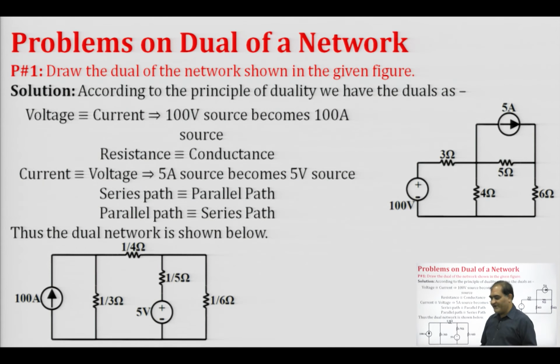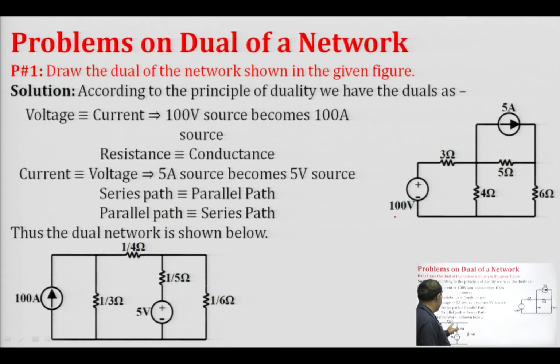So, we can obtain the dual of this network, and what we will do is this voltage source will become a current source of same value, that is 100 ampere. Then this 3 ohm resistance which is in series with this voltage source will come in parallel with this, that is series becoming parallel. Then this 4 ohm resistance is parallel to this.